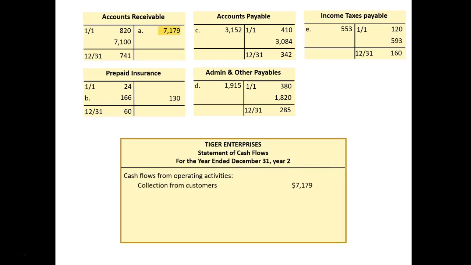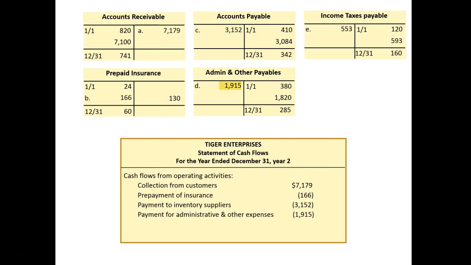So we've got our various T accounts that show the monies we actually received in and the monies we actually paid out. So our collections from customers is actually in cash the $71.79 that we computed. Our prepayment of insurance would be the $166 that we paid out. Our payment to inventory suppliers, $31.52, and then our payment for admin and other expenses of $19.15, along with the amount we paid into income taxes, would then give us our net cash flows from operating activities of $1,393.